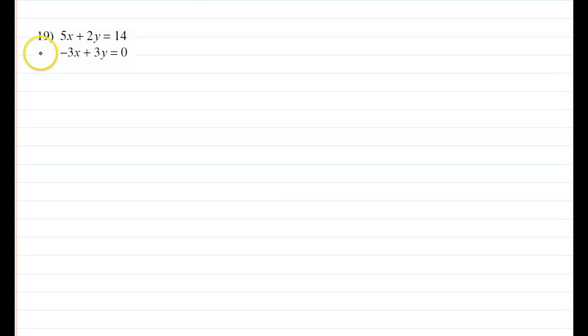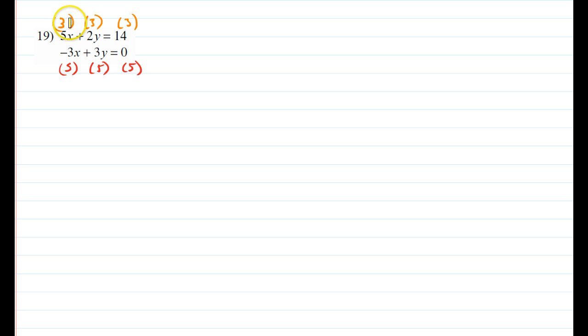All right, last one, number 19. So again, I don't have opposites. I do have opposite signs, so I have a positive and negative. So I'm going to work with the x's. You could work with the y's and multiply. You just have to multiply one of them by a negative number. So I'm going to multiply the top by 3. So each and every term by 3. And I'm going to multiply the bottom by 5. Each and every term by 5.